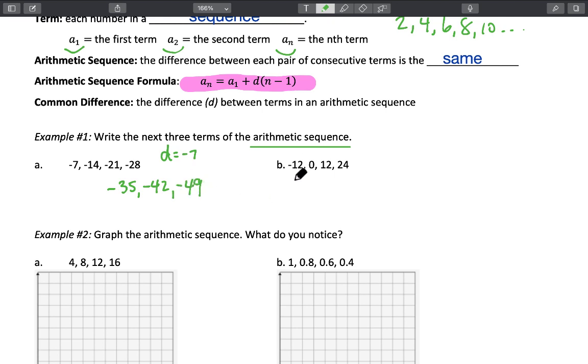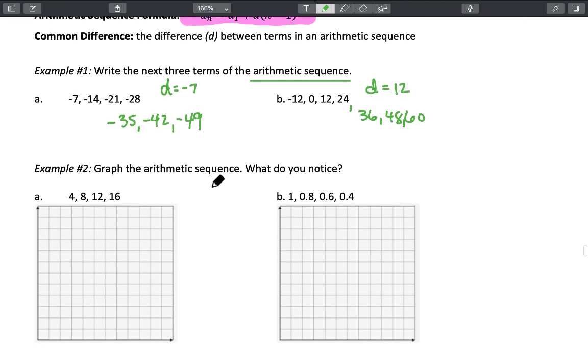In our next one, letter 1b, we have -12, 0, 12, 24. Our common difference between terms here is +12. We keep adding 12 to the previous term to generate the next term. So our next few terms would be 36, 48, and 60.